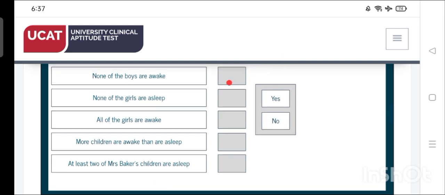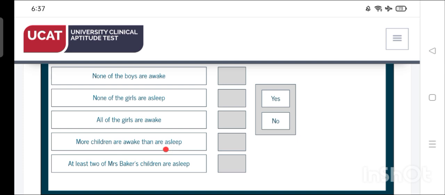So here we have the first conclusion: none of the boys are awake. It means all of the boys are asleep. That's why it's right, because they told us this in the information. Next is none of the girls are asleep. We cannot say it's true because they didn't provide any information on that point. All of the girls are awake. Again the same thing, no information about any girl.